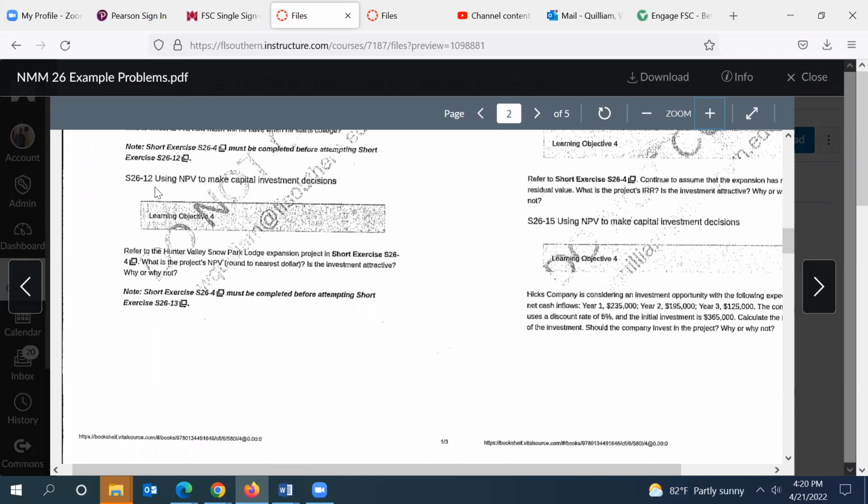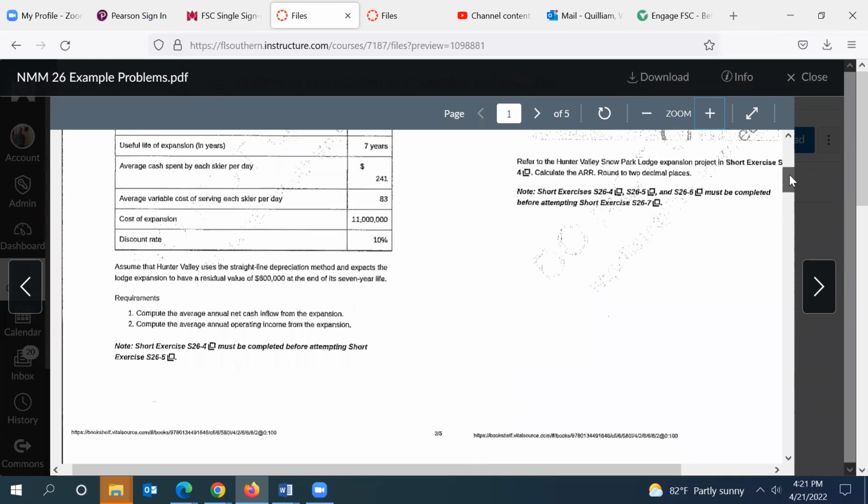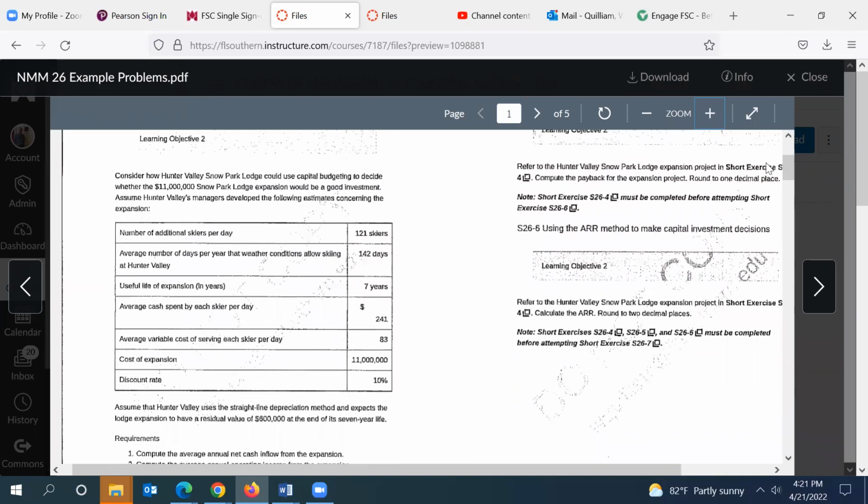So let's look here at Short Exercise 26-12 first, about using net present value to make capital investment decisions. We're to refer to the Hunter Valley Snow Park Lodge expansion project that we had the other day. And what is the project's net cash inflow? Is the investment attractive? Why or why not? So just to review what we had with that Snow Park Lodge, it's right here on the first page of these problems.